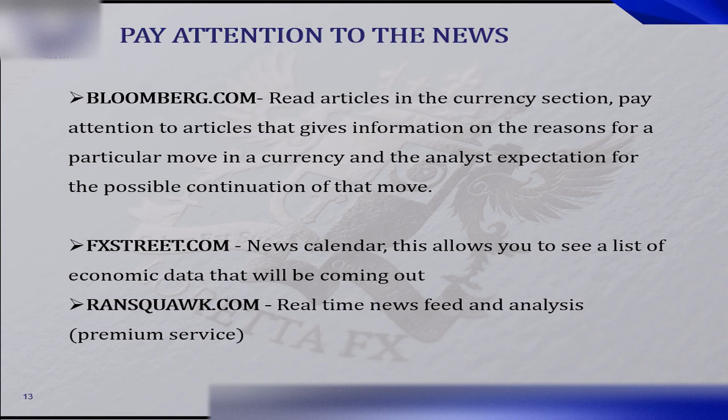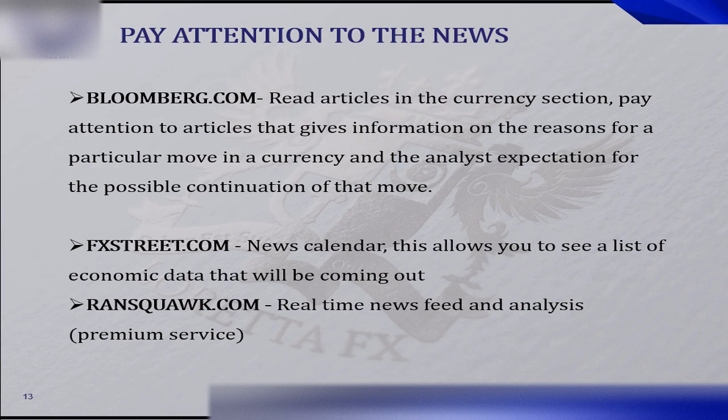Now, pay attention to articles that give information on the reasons for a particular move in the currency and analysts' expectation for the possible continuation of that move. Okay, so we mainly want to focus on articles that give us a reason for the move. If we see the New Zealand USD falling, we want to pay attention to articles that can give us the reason for that move. For example, the article can read, the New Zealand USD has fallen, let's say 100 pips, as a result of falling dairy prices. Okay, so that's a good example of an article that gives you the reason for the move.